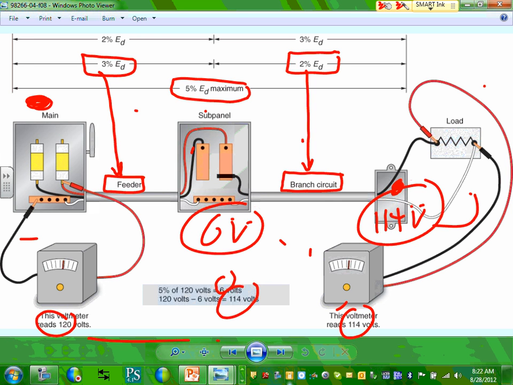Does that make sense, why voltage drop is such a big deal? If you get, say, 90 volts here, the equipment has two issues. If it's not running, it might not start. If it's running and starting, it will be less efficient, so it consumes more current.